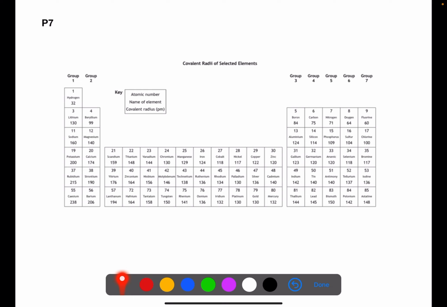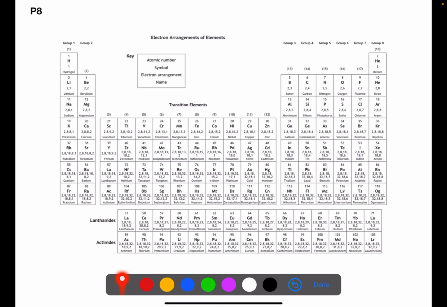On page 7, you have the covalent radii of selected elements. You looked at covalent radii last year as a measure of the size of an atom. Covalent radii decreases going across a period due to increasing nuclear charge, and it increases going down a group due to increasing shielding. Page 8 shows you the full periodic table.